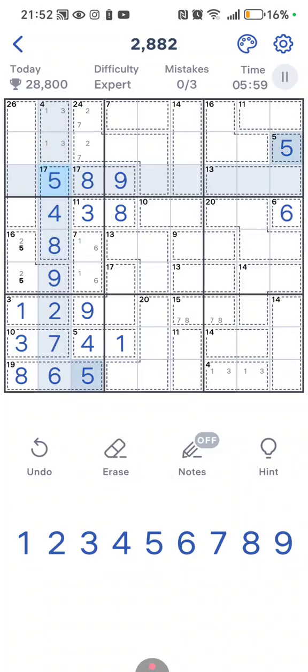I did touch the screen there. Decided, can't be bothered. 3, 4, 5, 6. So this is 7 by process of elimination. And then we're left with 1, 2, 3. So we're left with 4, we're left with 6, and we're left with 9. So 4, 6, 9. 1, 2, 3.